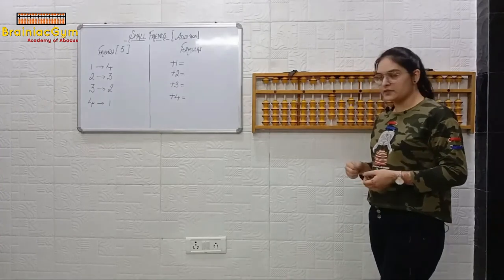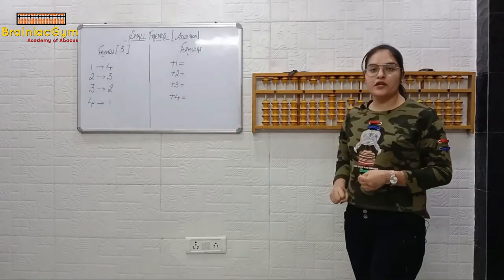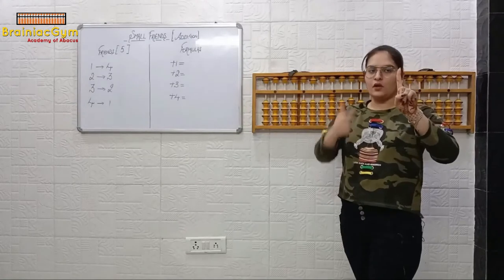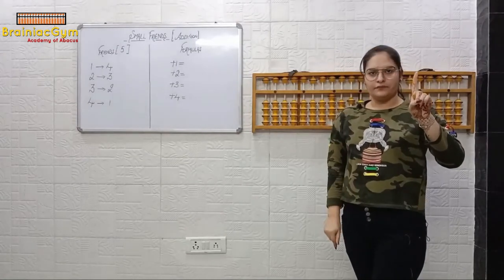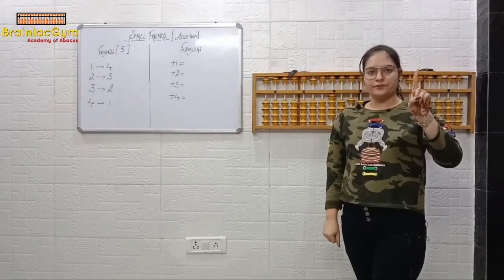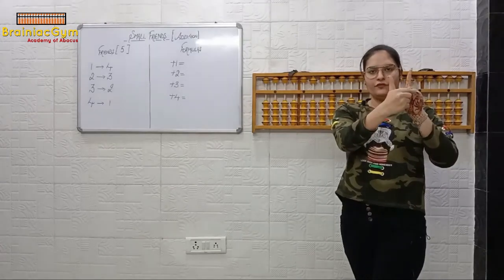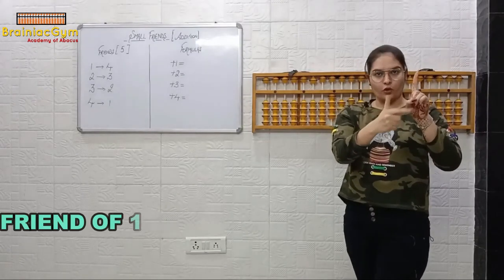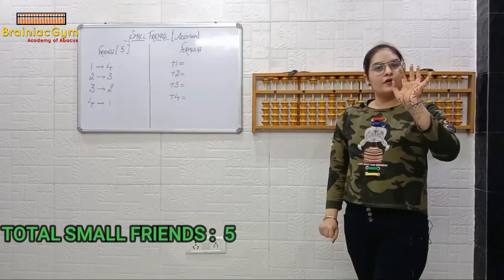So just focus. Ab hume plus 1 karna hai. So first we will see the friend of 1. What is the friend of 1? Just count on your fingers. 1, 2, 3, 4. Friend of 1 is 4. And total small friends? 5.